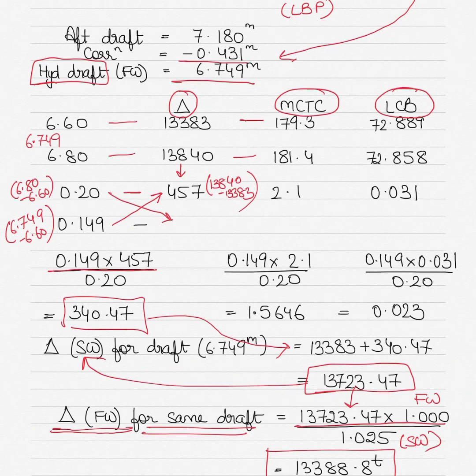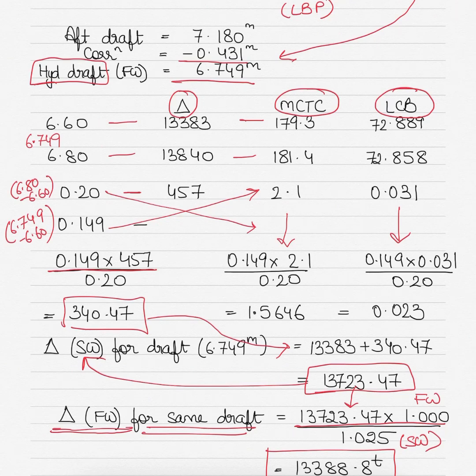Alright, then we go back and do an interpolation for MCTC and LCB as well, similarly. Here I will erase all this so that you don't get confused. So what you will do is multiply this by this and divide this by this, and this is the equation you get. And similarly for LCB, this is the equation you get.